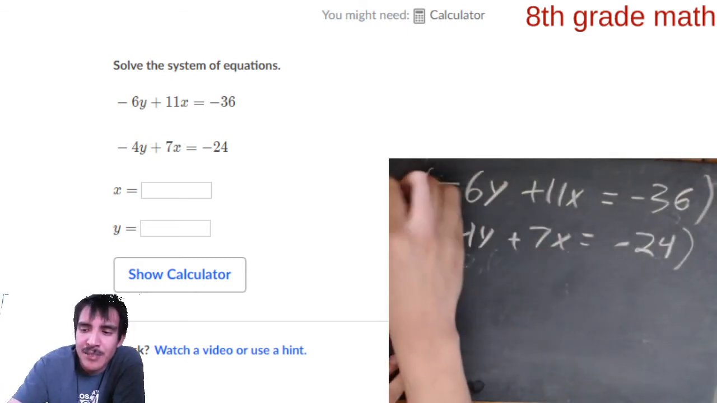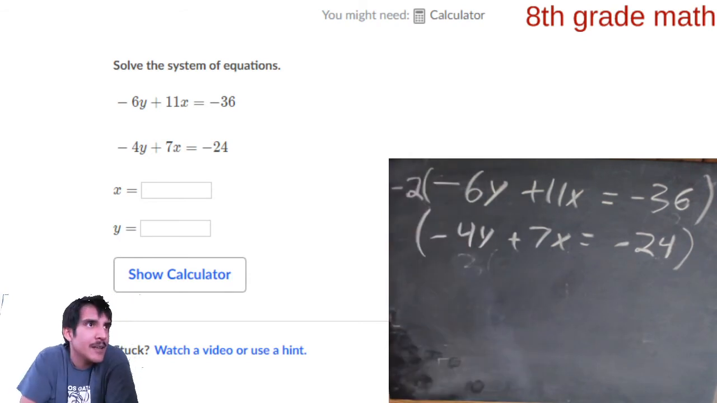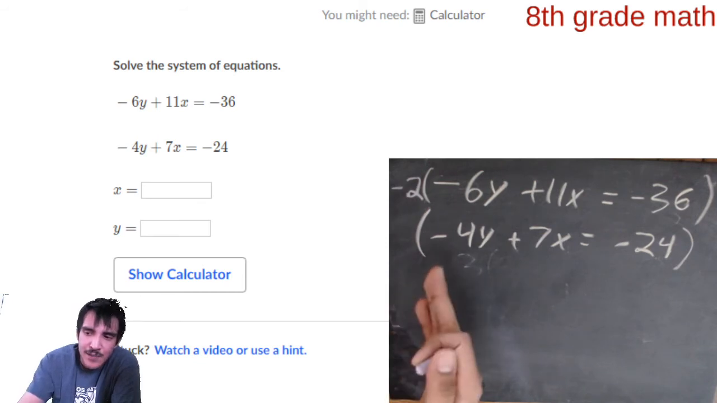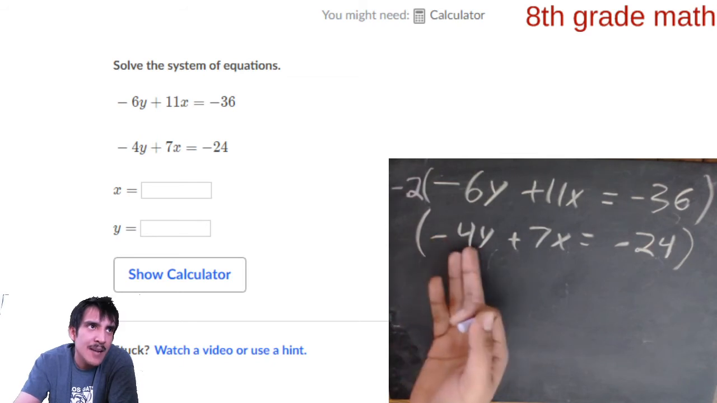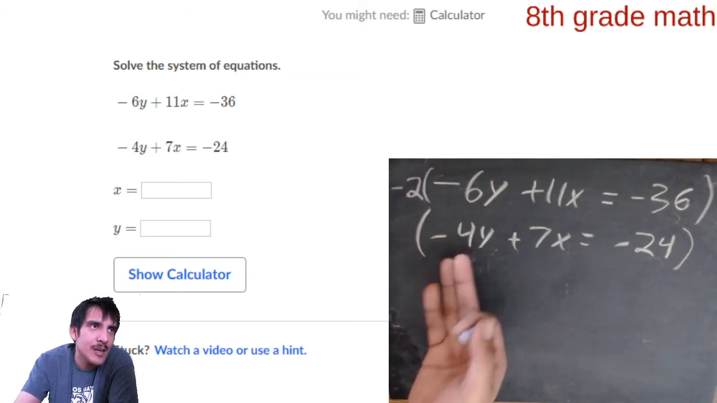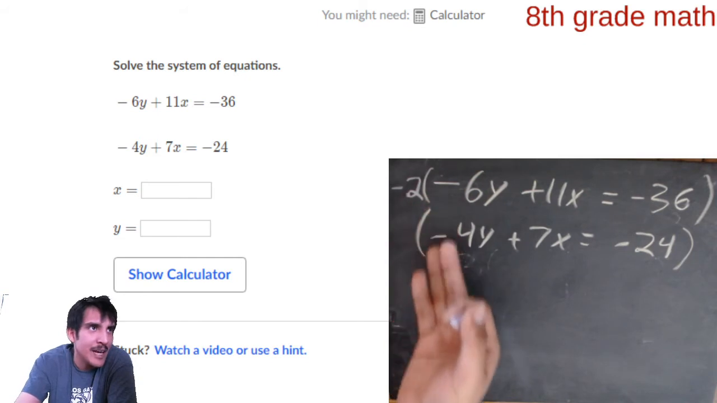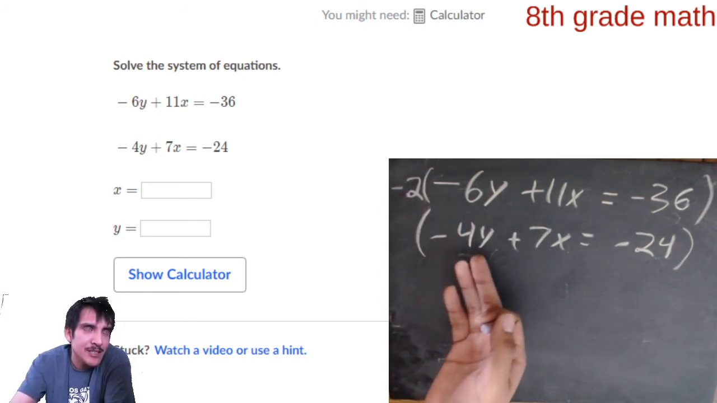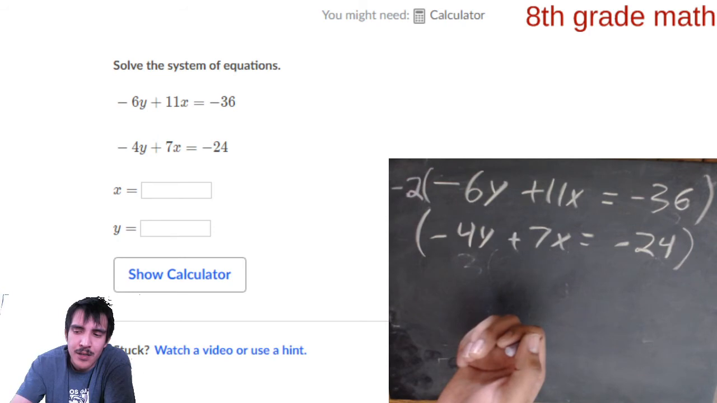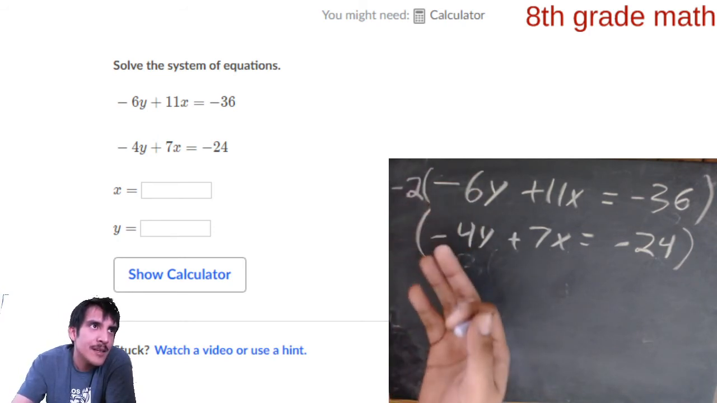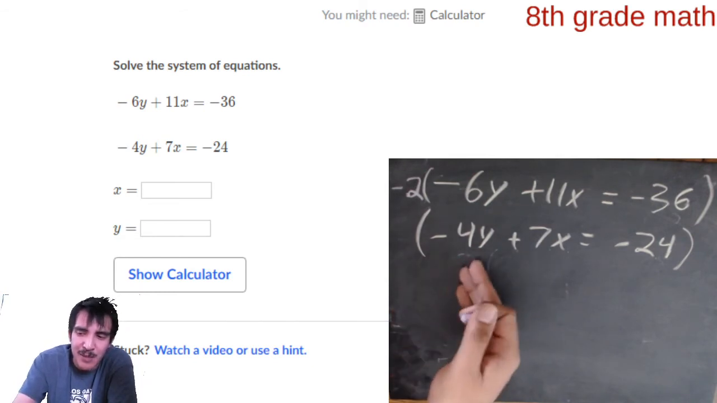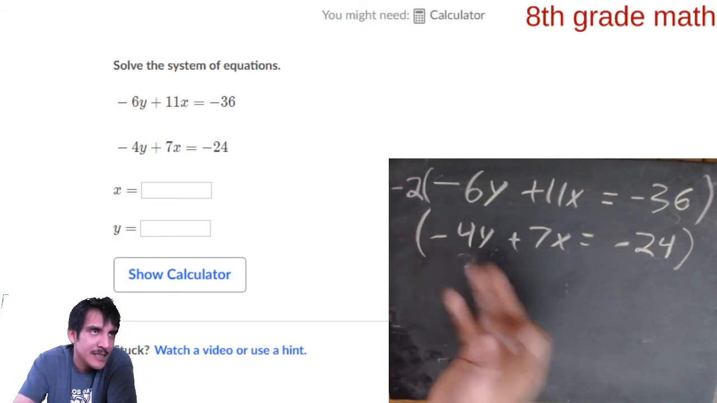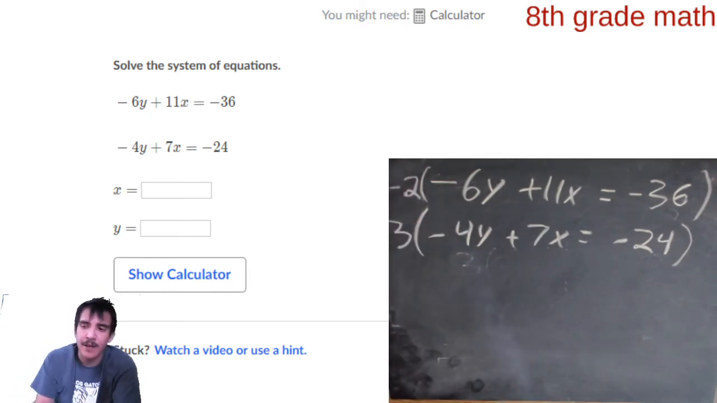Well, to do that, I'm going to multiply it by negative 2, okay? So I put a negative 2 outside of the parentheses. And then this one's going to be a positive 12x, okay? This bottom one, this negative 4, I want to turn into negative 12 because I want it to be the opposite of this up here. So what's the opposite of positive 12? It would be negative 12. So I want to turn this negative 4 into negative 12. Well, what do you multiply by to turn this negative 4 into negative 12? You'd multiply by 3, okay?